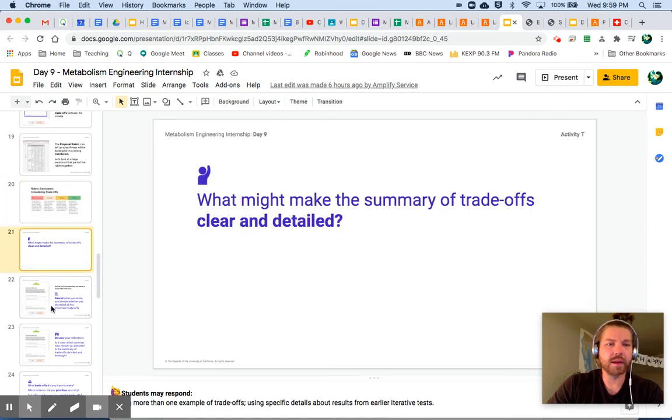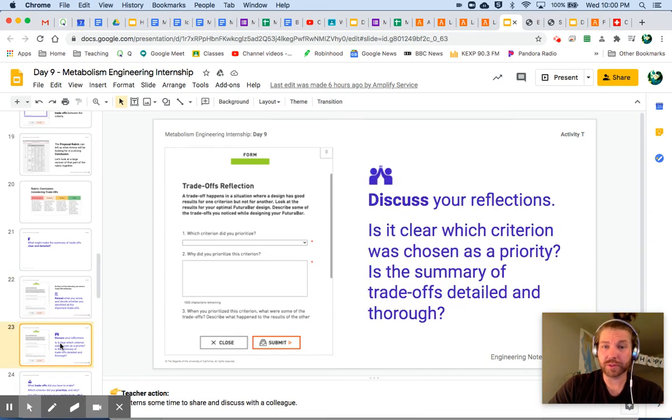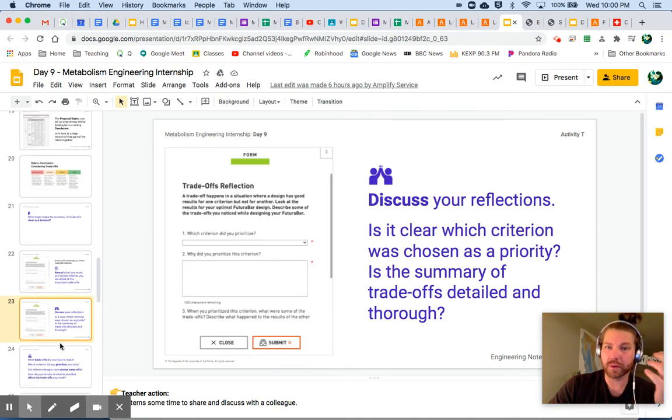Okay. So what might make the summary of trade-offs clear and detailed? This is a good question that we can talk about in class. But remember, we already wrote about this, didn't we? And we answered some specific questions about this. And of course, what I'm going to want you to do is go back to the trade-offs reflection, and consider these questions right here on the screen.